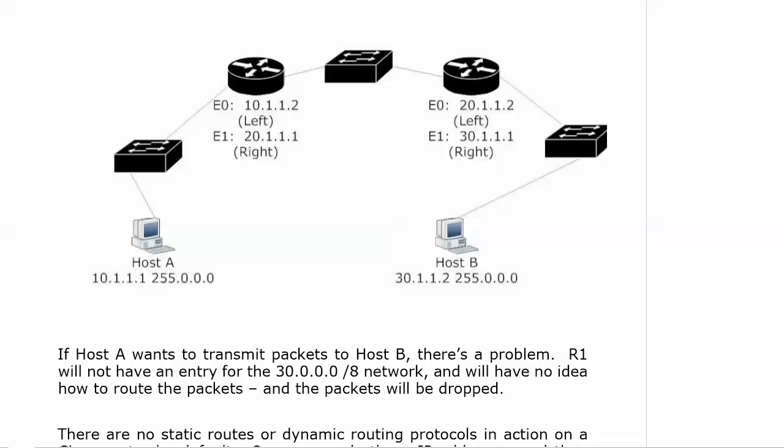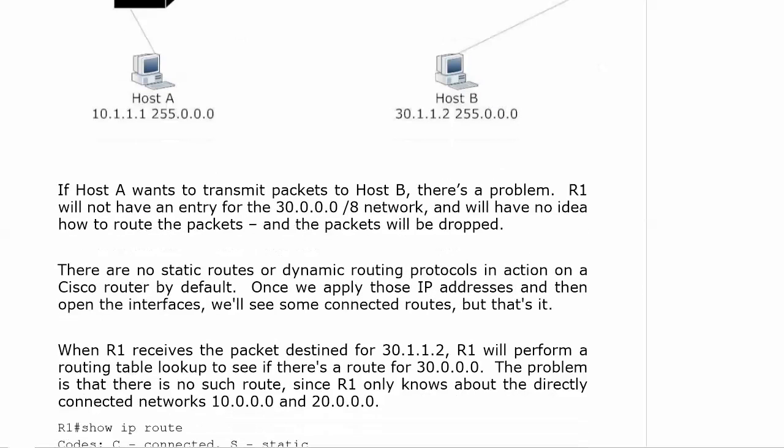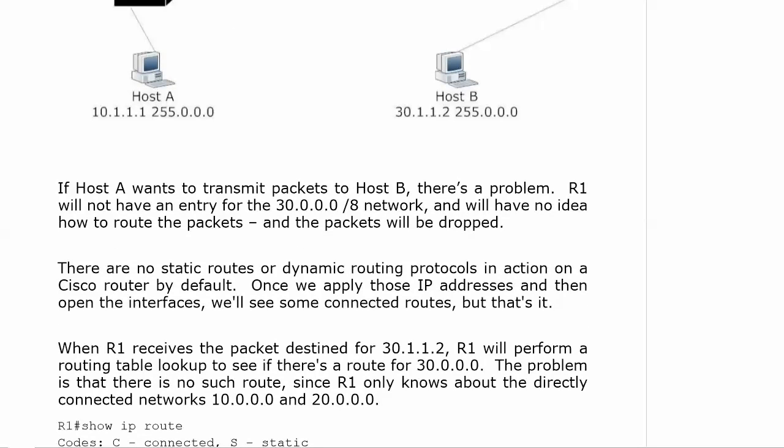right interface. Now, when we start this one off, if host A wants to send packets to host B, we do run into a problem even if host A has 10.1.1.2 configured as its default gateway, because router 1 is going to get those packets, and they're destined for 30.0.0.0/8. Well, that router is going to look in its table and say, I don't have any idea what you want me to do with it. Because, again, there are no static routes or dynamic routing protocols in action on a Cisco router by default. Once we apply these IP addresses and open the interfaces, we'll see some connected routes, but that's about it. Or that is it, actually.